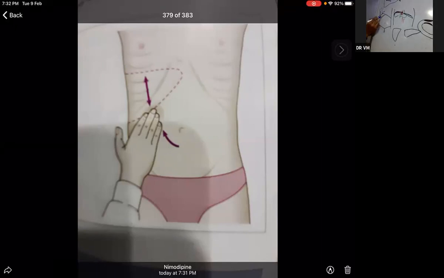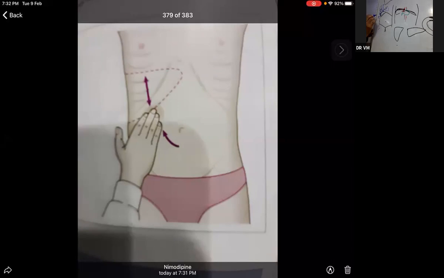Very close. See, in the mid-clavicular line, the upper border is in the fifth intercostal. In the anterior axillary line, the upper border is in the seventh intercostal. Posterior axillary line, it is in the ninth intercostal. That's why when you're examining, especially percussing, you should remember these areas.